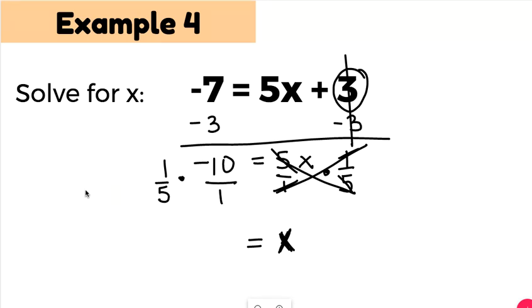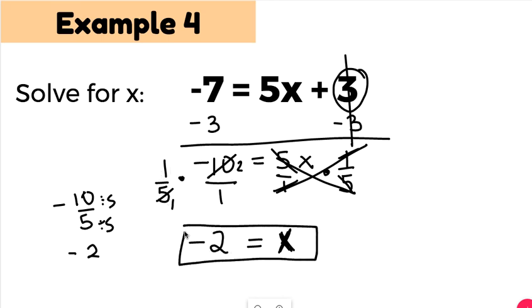On the left-hand side, you can multiply across. 10 times 1 is 10. 5 times 1 is 5. A positive times a negative is negative. Divide each of these by 5, and you're left with -2. Or we can simplify across. 5 divided by 5 is 1. 10 divided by 5 is 2. Positive times a negative is negative. Multiplying across gives me -2 as my answer.